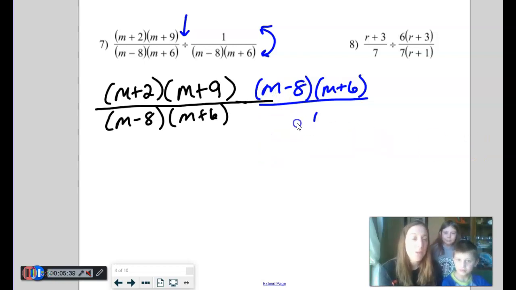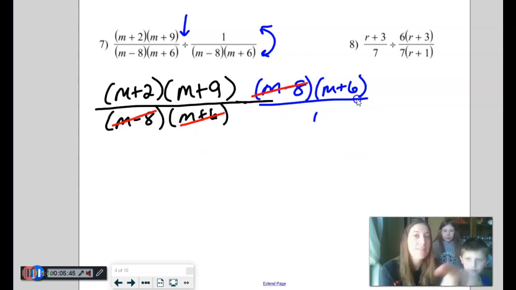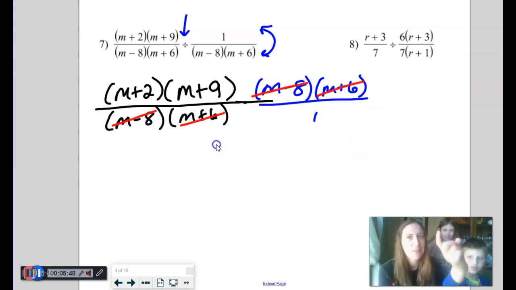There's no 8, but I see an m minus 8. m minus 8. What else? m plus 6 up there. And that's it. All right, so what do we have left?